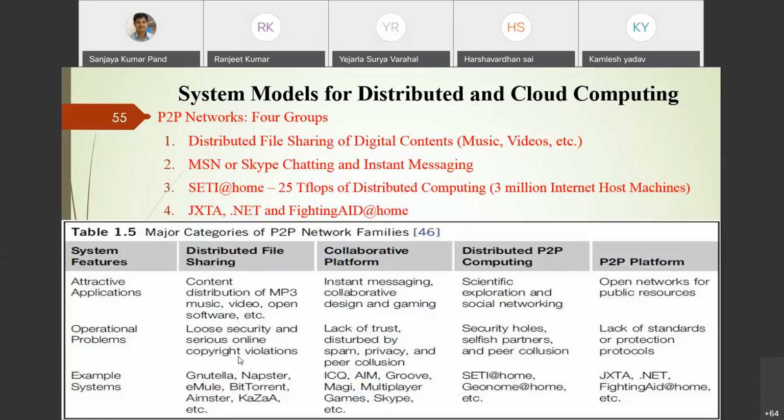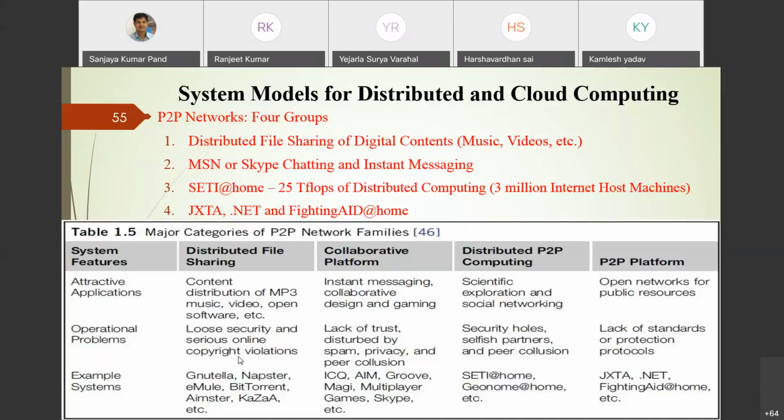Actually, the distributed P2P computing platform is used for attractive applications such as scientific exploration and social networking. So it has more computational power, right? More things you can do in comparison to distributed file sharing and collaborative platforms. The expressive power of these is different from the previous one. Examples are SETI at home or Genome at home. This Genome project also belongs to distributed P2P computing.